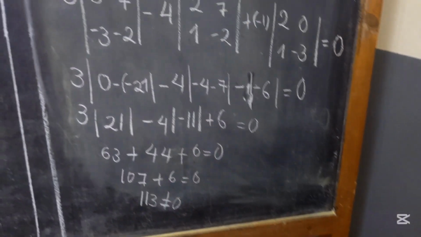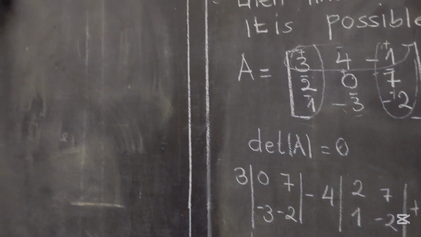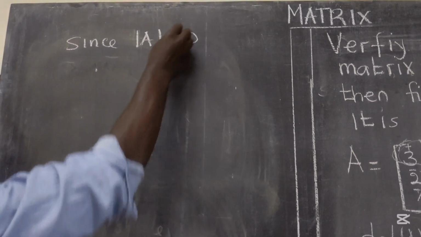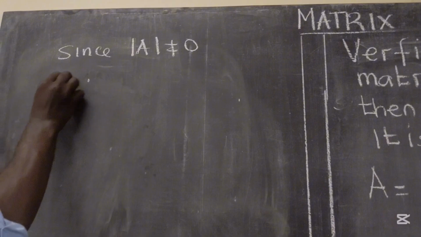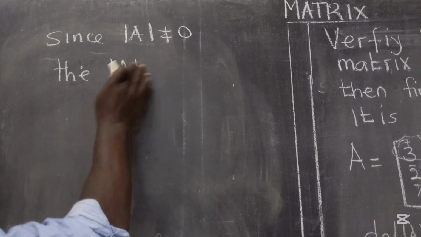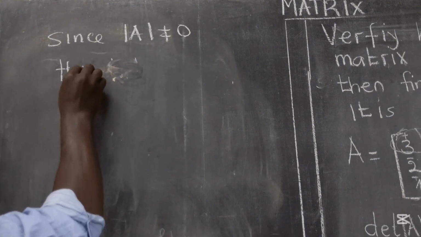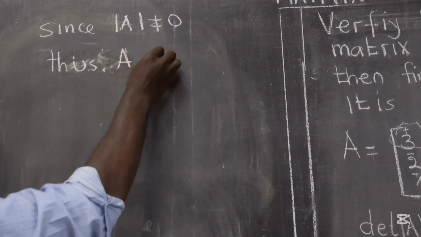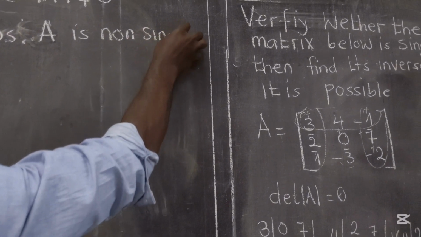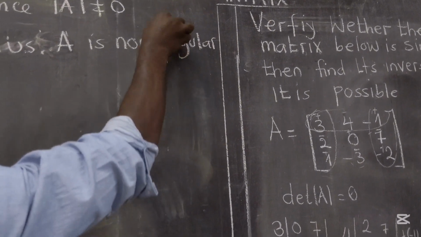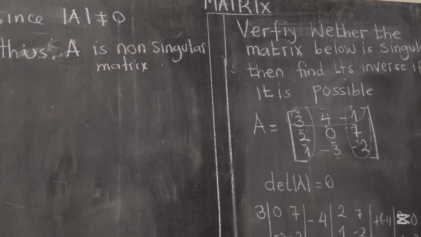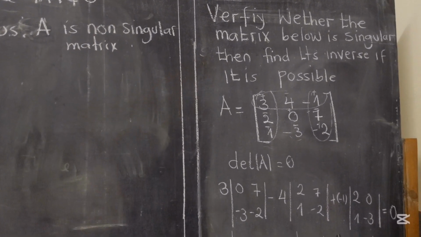Now since the determinant of A is not equal to 0, this determinant of A, or thus A, is a non-singular matrix. We shall stop here. We are no longer to find the inverse of this matrix.